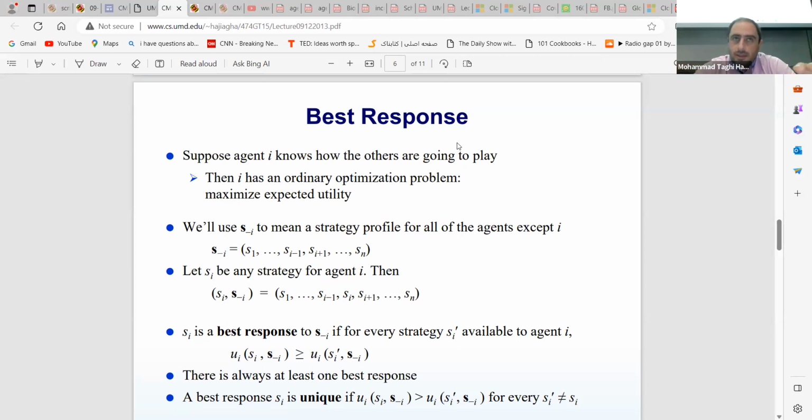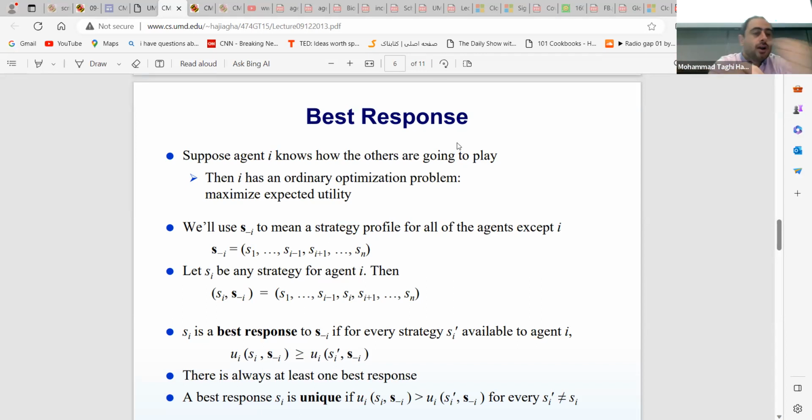This is the idea that player I knows the strategies of all other players. In that case, what should I do, as an agent I, to maximize my expected utility? Given that everyone else is fixed and I know what they are, what can I do to maximize my expected utility? That's called the best response. And it can be a 2-player game or any number of players.